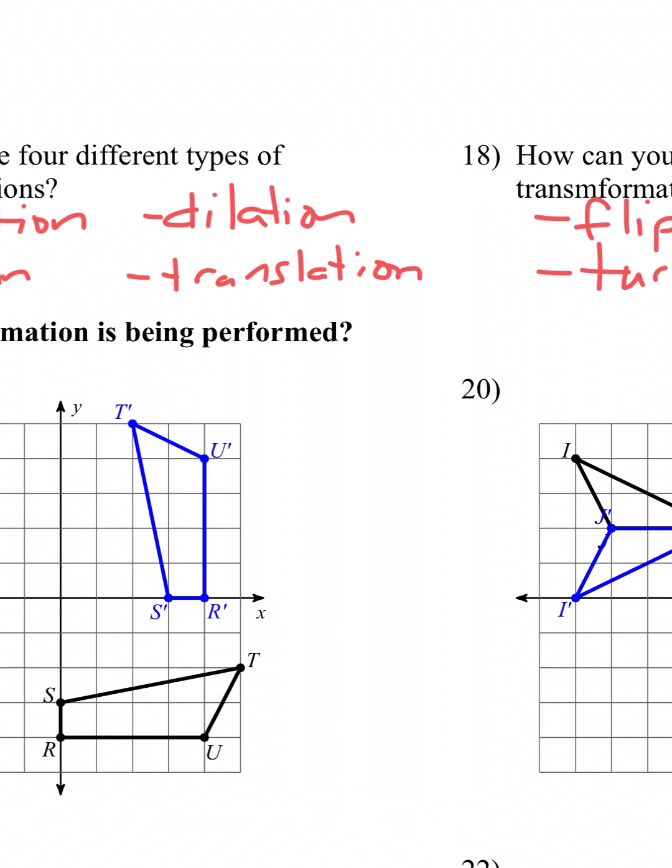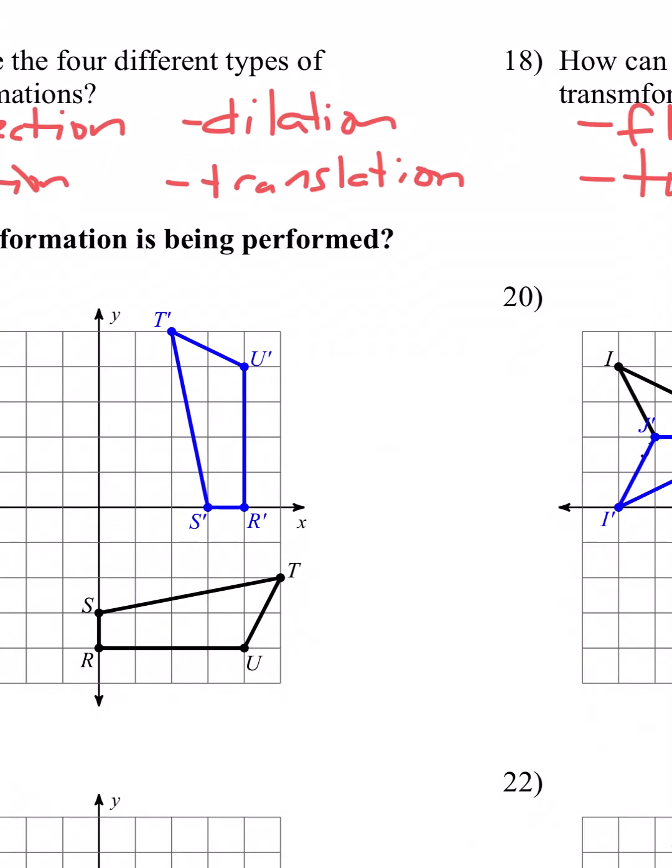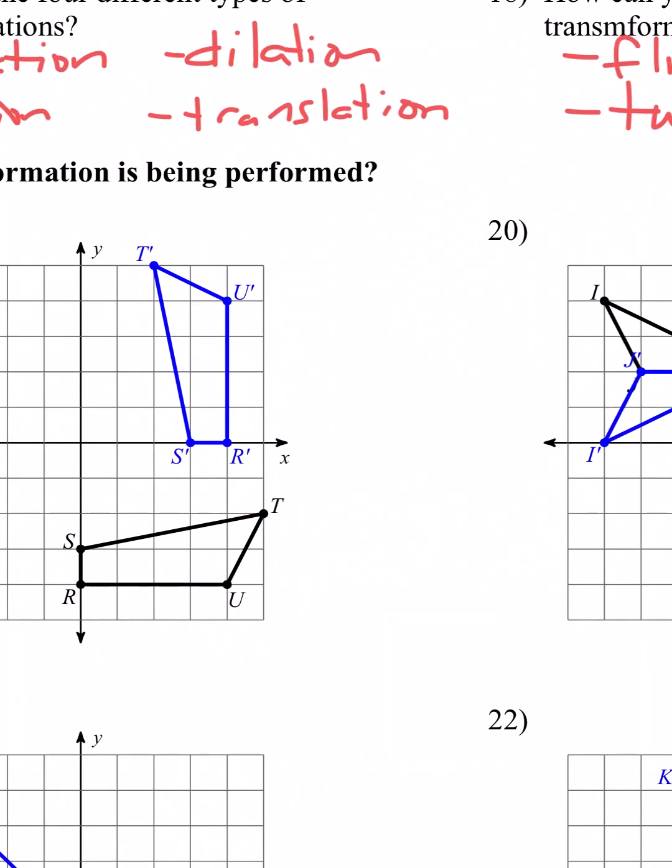Okay? What do the directions tell you on 19 through 22? Do you have to do any math at all? No, it just wants you to name which one's happening. Okay, on 19, which one is happening? Right, it is rotation. How can you tell? Because it's turning, right? So it would be a rotation.